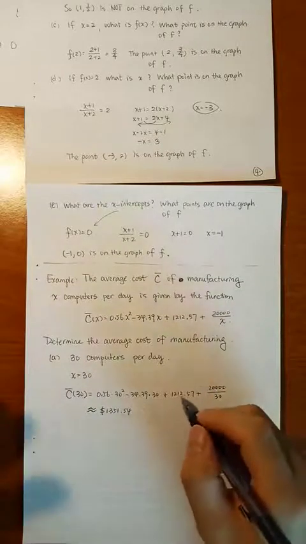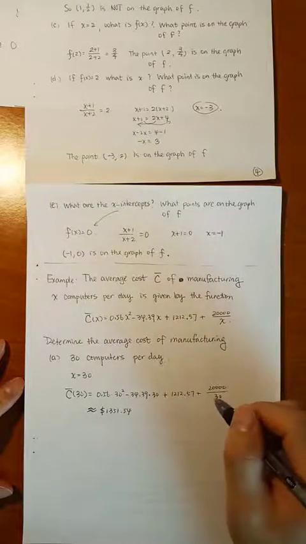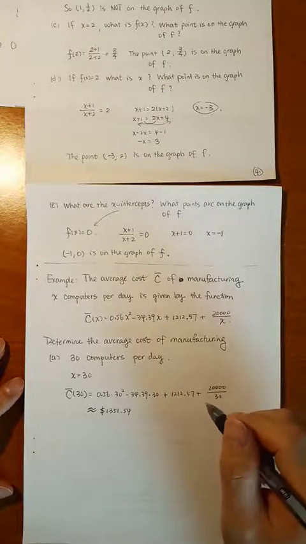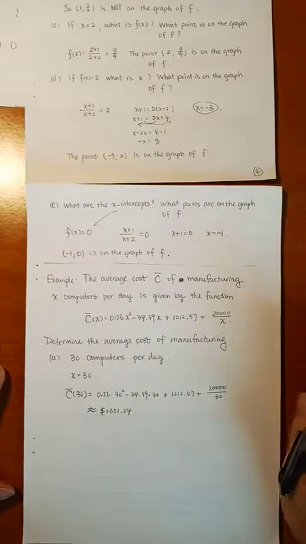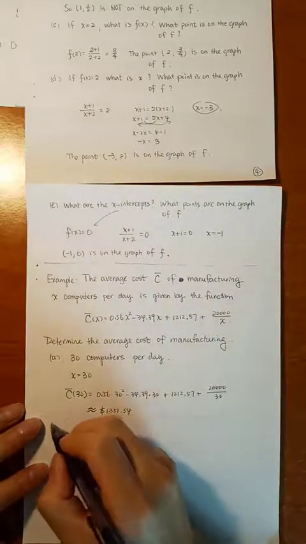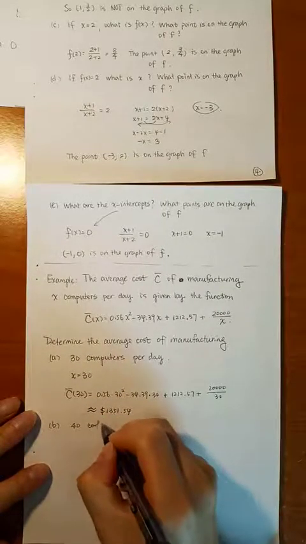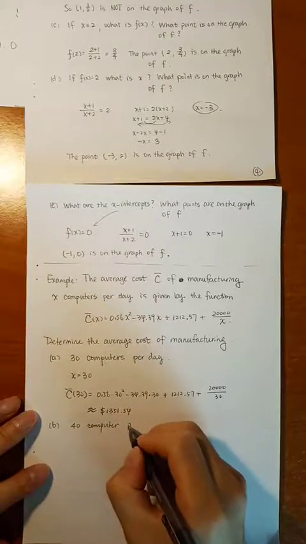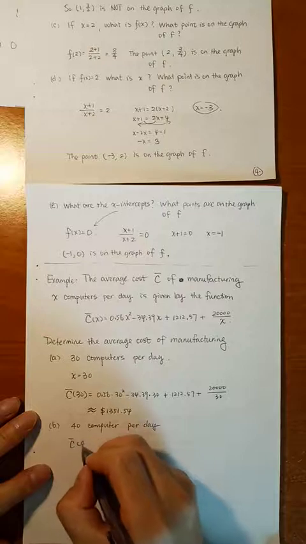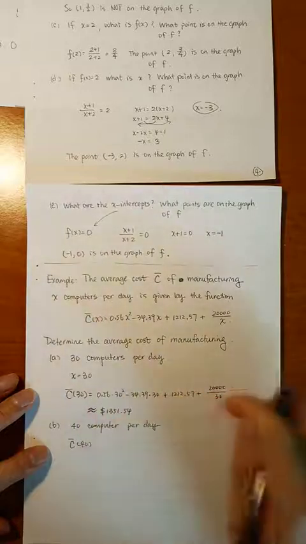And in the exam, if you have such a problem, those numbers will be carefully chosen so that you can do it by hand. Again, in the exam, you cannot use a calculator. So it looks like this. And the question asks what the value is for 40 computers per day, so you will have C bar of 40. It depends on the calculator. You just let x be 40 and write this again.